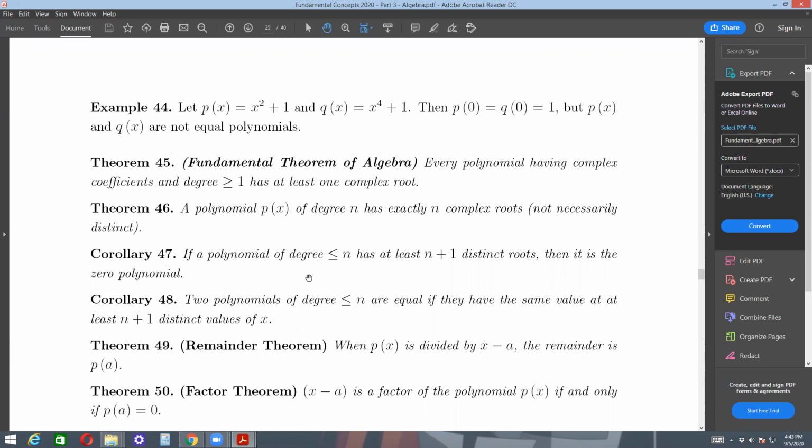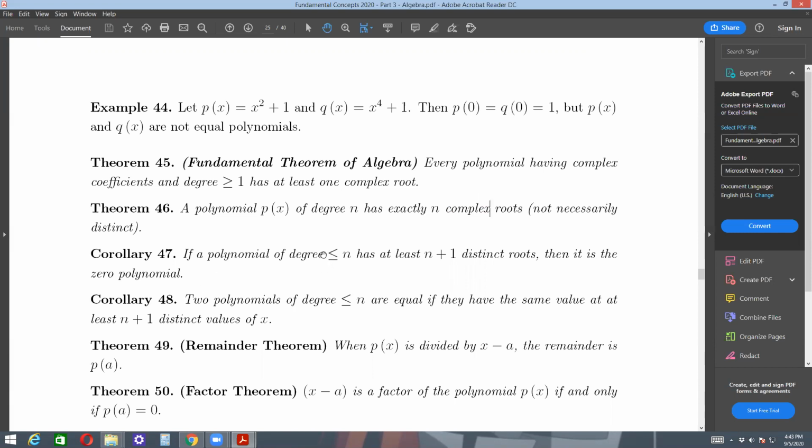Question: when you say exactly n complex roots, are you considering real roots as complex? Real numbers are a subset of complex numbers. So when we say complex here, we're just being as general as possible. This includes real as well. It includes roots with imaginary components, it includes distinct real roots, and it includes repeated real roots as well, the 3 possible cases.